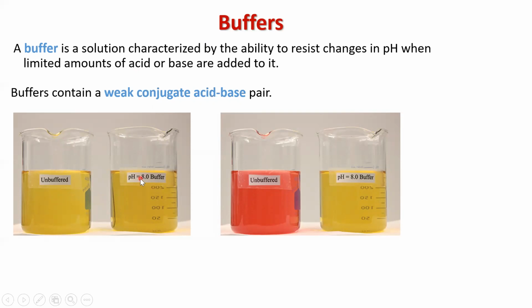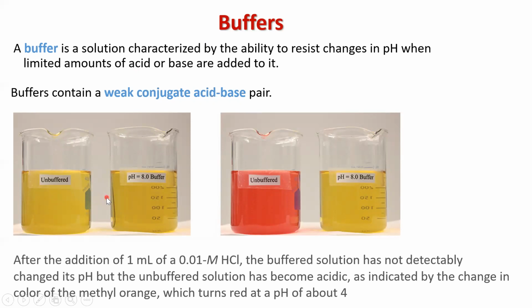So if we look at this picture here, we have a buffer solution that has a pH of 8. If we were to add hydrochloric acid to it, the pH really doesn't change. And there's an indicator in here that just shows us that the pH isn't changing. But if we have a buffer solution at a pH of 8, and we were to add a lot of acid, the buffer solution will eventually not be able to consume that acid anymore, and the pH is going to change.